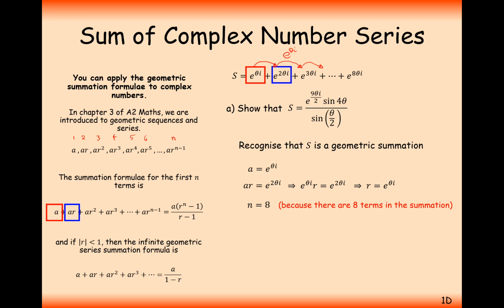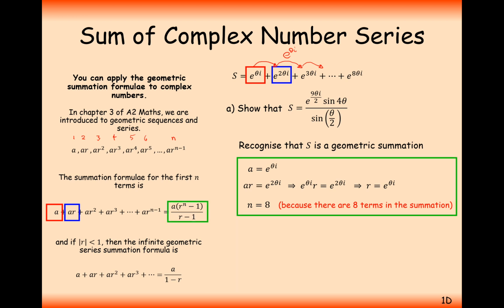Now we can substitute it into the geometric sequence formula. So let's substitute it in, and we're off to a start here. It's now starting to look a little more similar to the expression we are summing to get. So e to the theta i is a, r to the power of n, that's e to the 8 theta i, minus 1 over r minus 1. There we are. Now the next thing we'll do is expand that numerator to get e to the 9 theta i minus e to the theta i. So that's difficult step number 1.